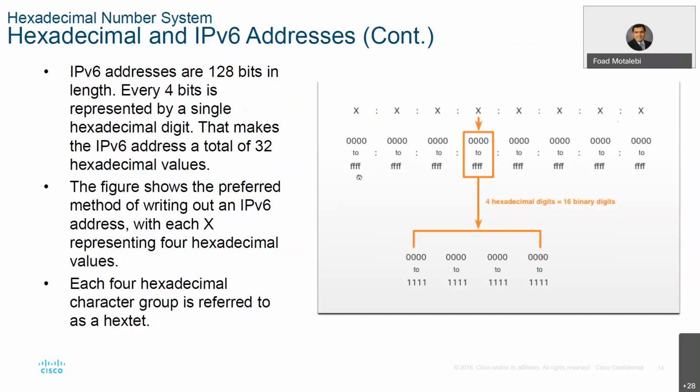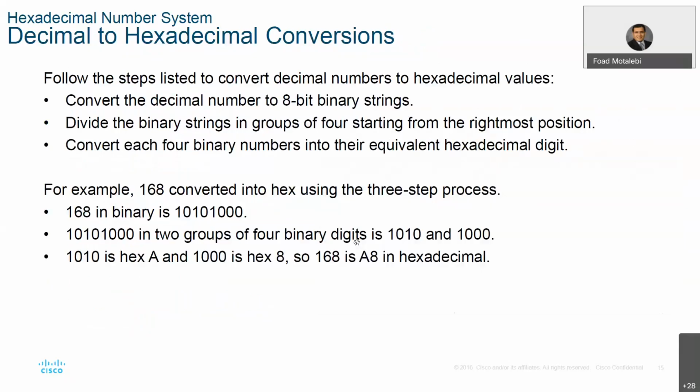Now, the question comes, how do I convert this hexadecimal value to a decimal value? The idea is to first convert it into binary, and then from binary to decimal. So convert the decimal number to an 8-bit binary string, and then group it into 4 starting from the rightmost position.